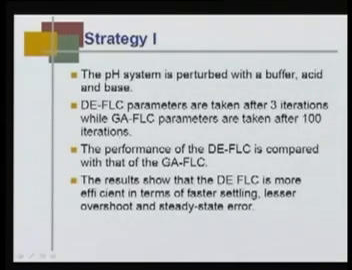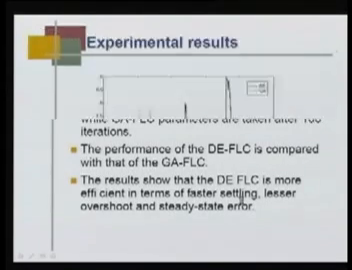So, usually you see that while optimizing, I am only going for 3 generations for DE-FLC, while 100 generations for GA-FLC. The performance of DE-FLC is compared with that of GA-FLC. The results show that DE-FLC is much more efficient in terms of faster settling, lesser overshoot and steady state error.